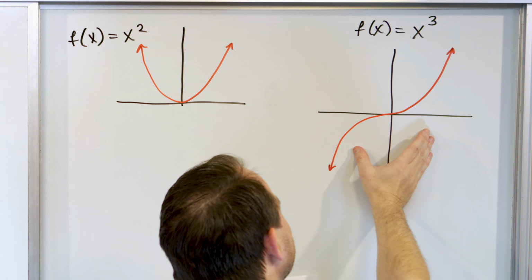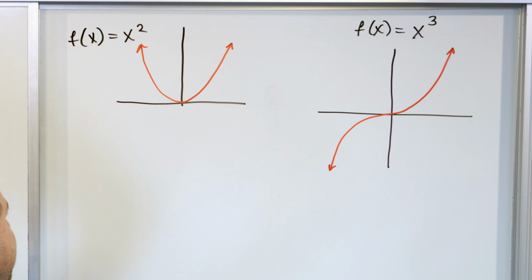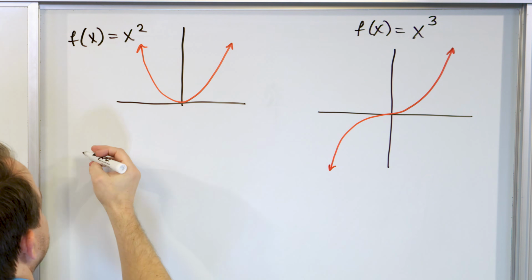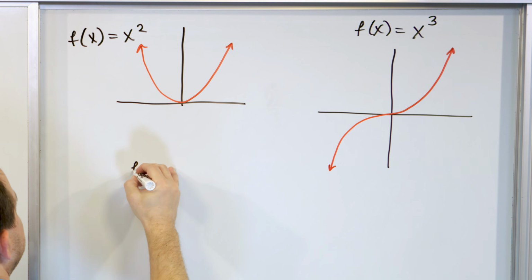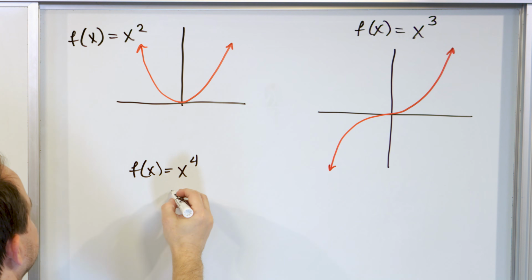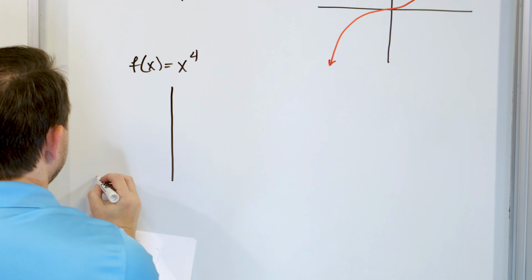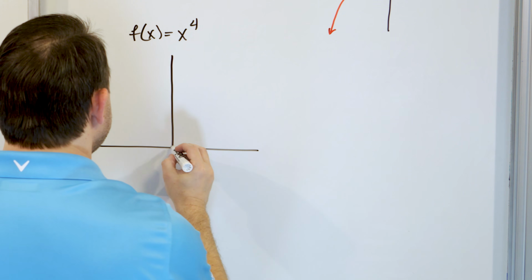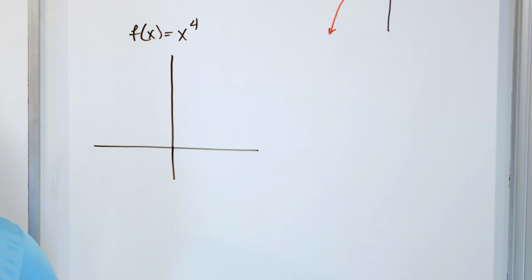Here's what an x cubed function looks like. Let's get through them all and then we'll talk about them a little bit more. Let's say we have f of x is equal to x to the fourth power, because you can have these quartic functions, we call them. We got this guy right here, and so we can draw this guy.